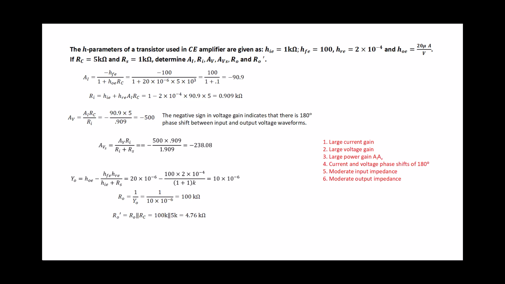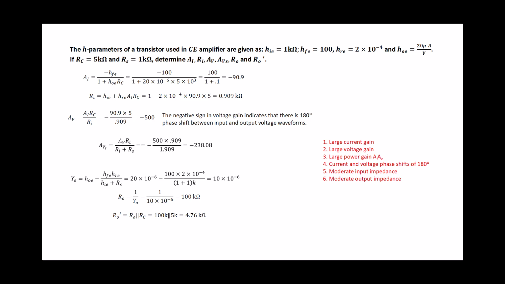And just like before, that negative sign tells us there is a 180 degree phase shift between the input and output voltage waveforms. Avs brings in the source resistance, Av times Ri over Ri plus Rs, giving minus 238.08. For the output side, Yo equals hoe minus hfe times hre over hie plus Rs, which works out to approximately 10 times 10 to the minus 6 Siemens. Taking the reciprocal gives Ro equal to 100 kilo ohms. And finally, Ro prime. Ro in parallel with Rc comes out to 4.54 kilo ohms.